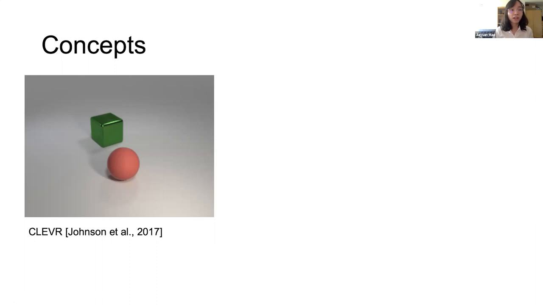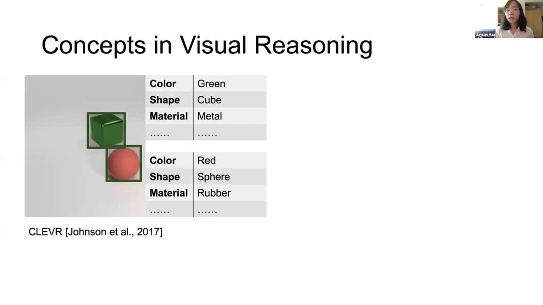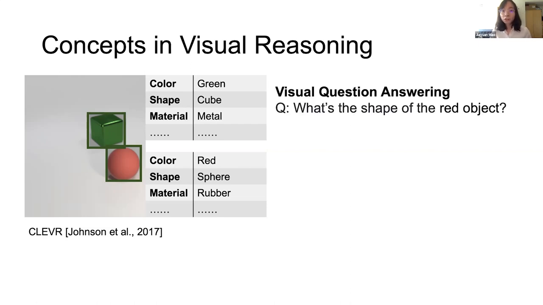To start with, I would like to start the talk by introducing the problem of visual concept learning and define what we mean by concept. Given this input image, humans can instantaneously recognize that there are objects in the scene, and we can also associate various visual concepts with the object appearance. This includes colors, shapes, types of materials, and so on. These recognized visual concepts support our reasoning over this image in various ways.